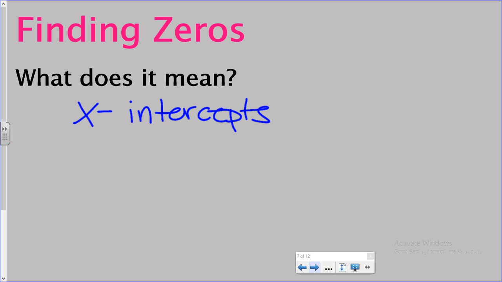Did you do a lot of work with finding zeros in Algebra 2? Yes, yes, a lot of work. That sounded kind of like you've done a lot.